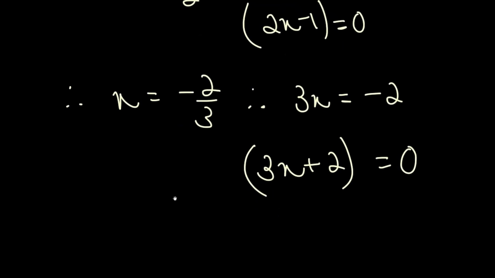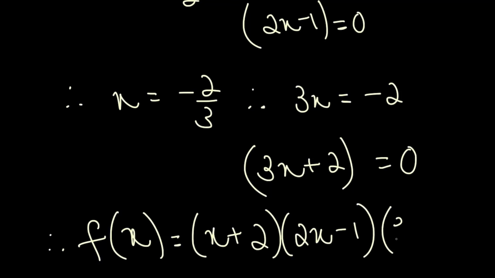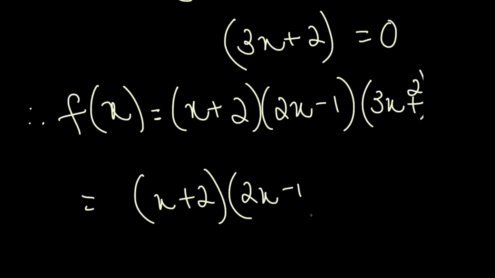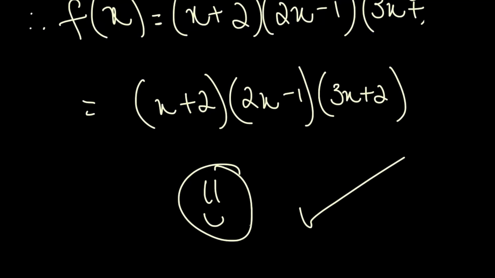We now have three factors. f of x, therefore, factorized completely looks like x plus 2, 2x minus 1, and 3x plus 2. Technical issues. Let's rewrite that again. It equals x plus 2, 2x minus 1, and 3x plus 2. Much nicer, much neater. And there you have it, folks. We have solved the question.